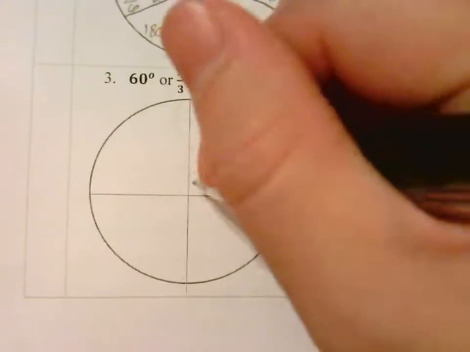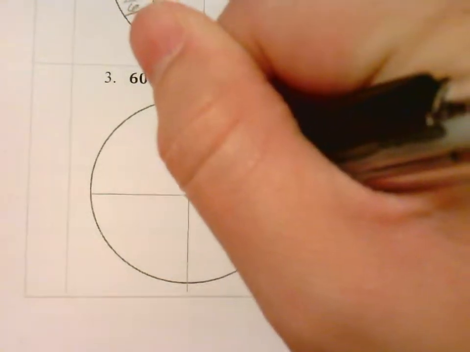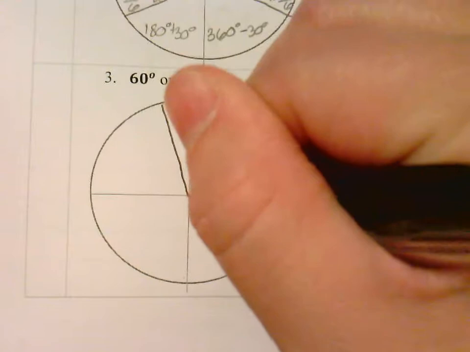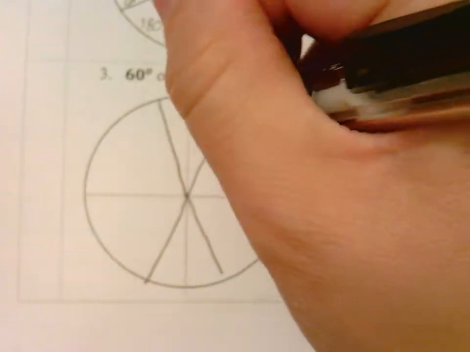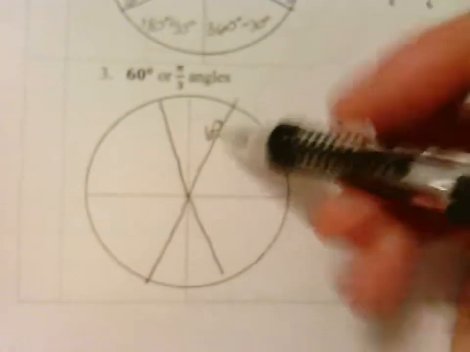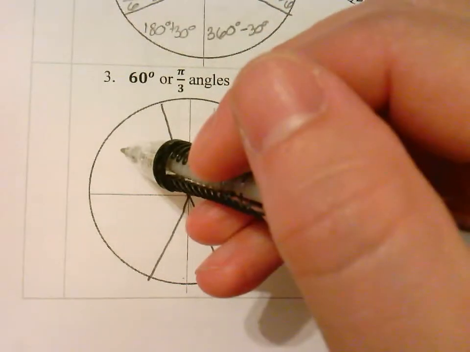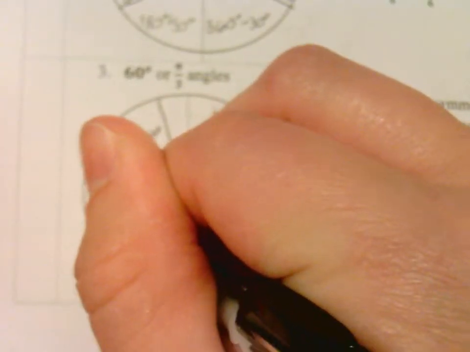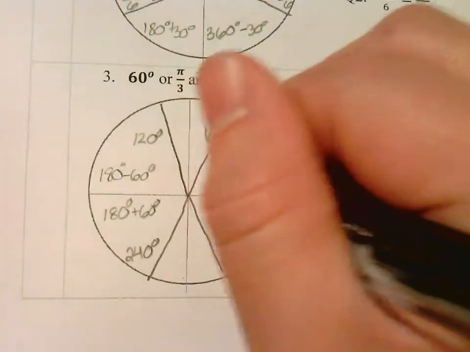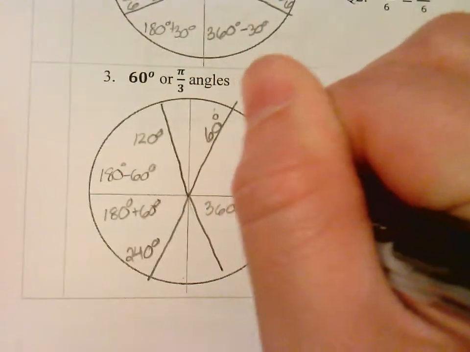Okay, so now we're on 60. 60 is up this way, all symmetric. So this is 60 degrees. This is going to be 180 minus 60, which gives you 120 degrees. This is going to be 180 plus 60, which is going to be 240. And this is going to be 360 minus 60, which is 300.